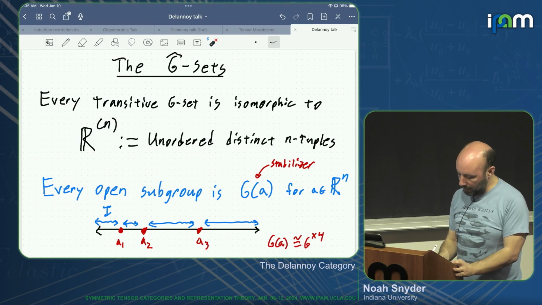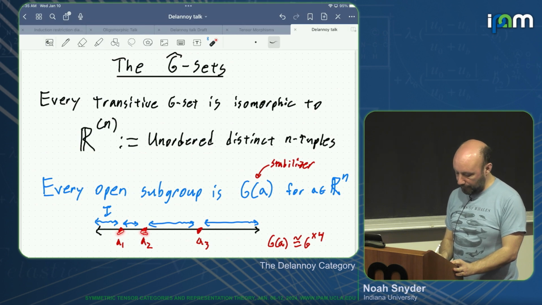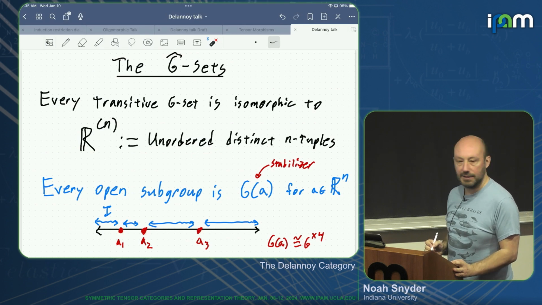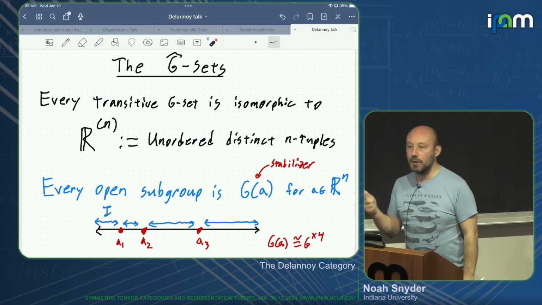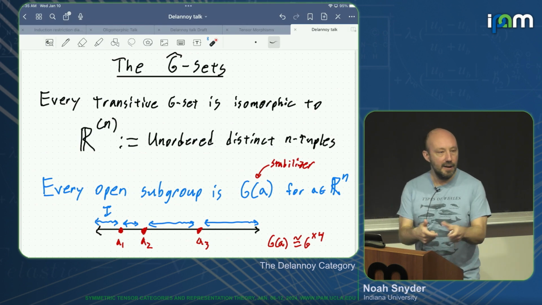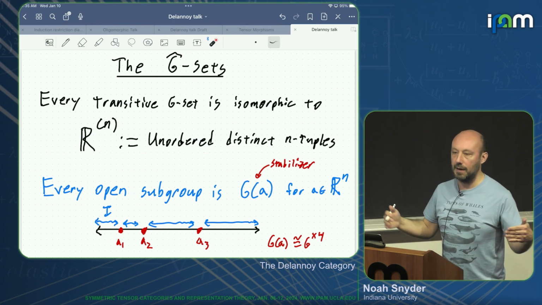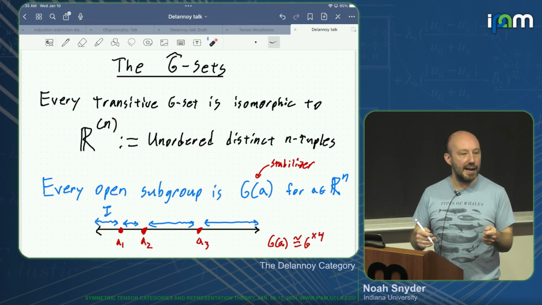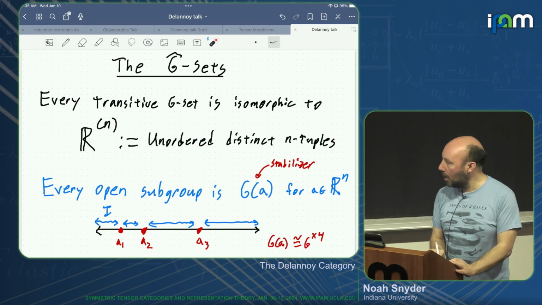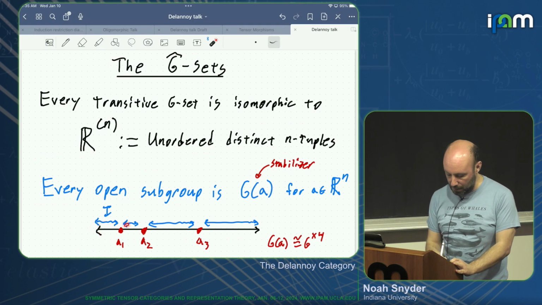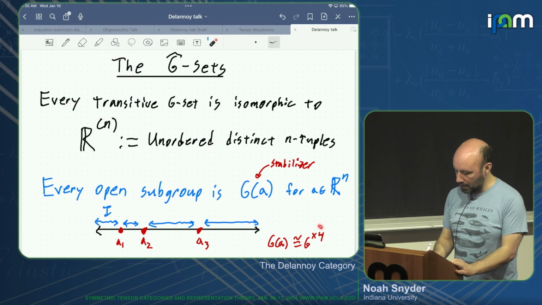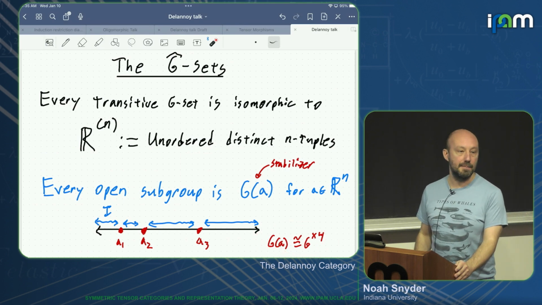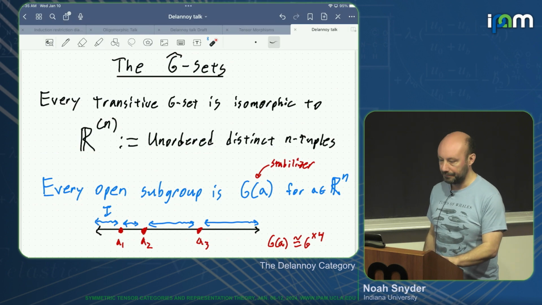What does that look like? Well, this G_A, this stabilizer, is all the things that fix this collection of points. And that's just a product of a bunch of copies of our group G again, for each of those intervals, right? If you're going to preserve the order of the line and you're not going to move around these 3 points, all you do is move around stuff in here in an order preserving way, move around stuff in here in an order preserving way, et cetera. So all the open subgroups just look like a bunch of copies of G again. Okay, any questions about that?